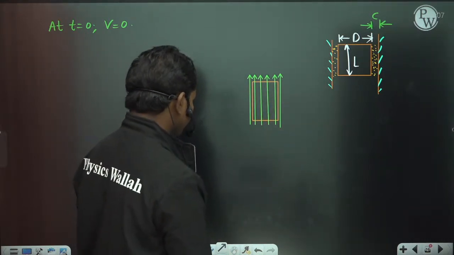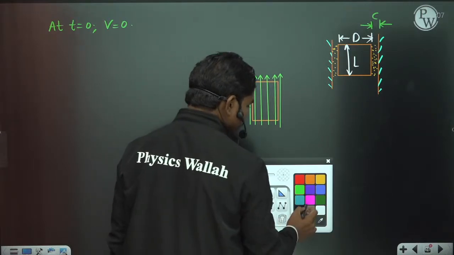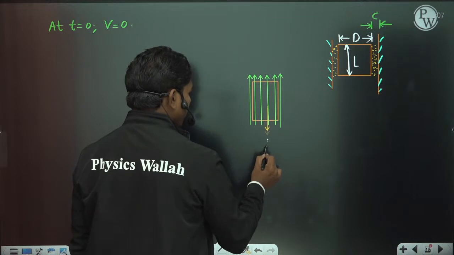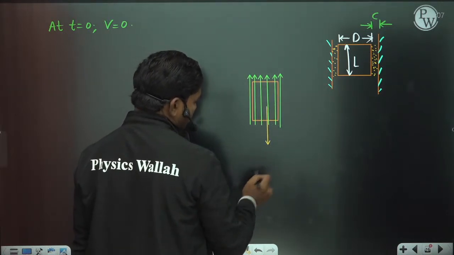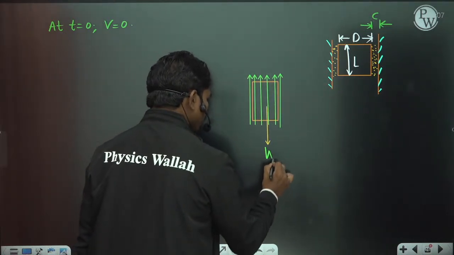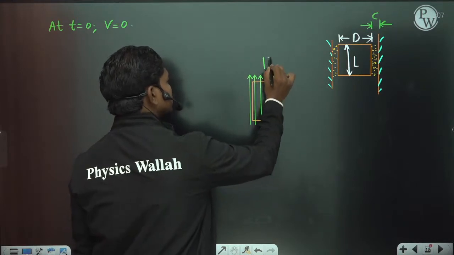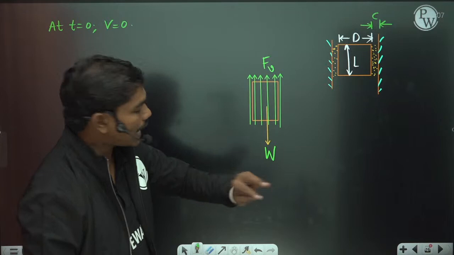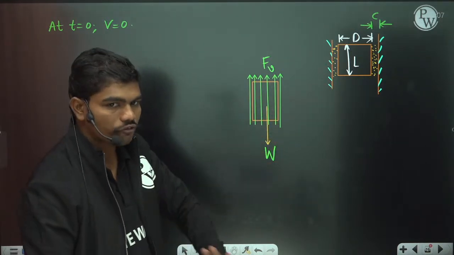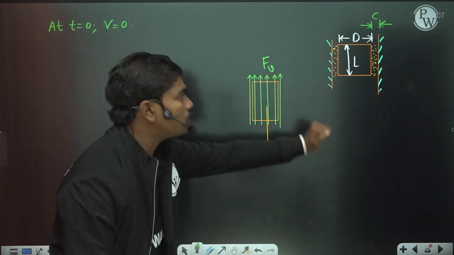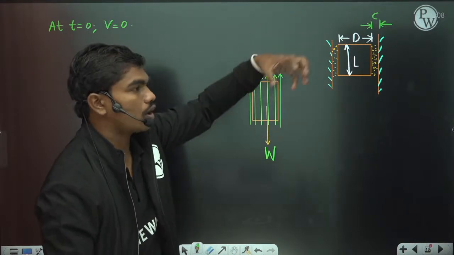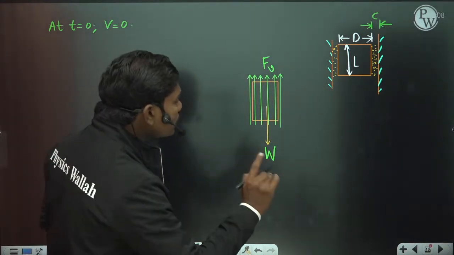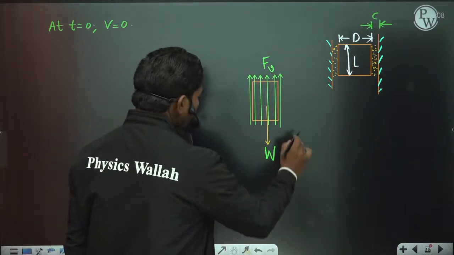Okay. Now, at the same time, there is some weight which is also acting towards the bottom. This is weight, this is viscous force, F viscous. So these are the two forces acting on this block at any given instant of time. Weight will try to act downwards and the viscous effect will try to stop the block, means the viscous effect will be in the direction opposite to the motion of the block. Okay. Now let us try to understand.